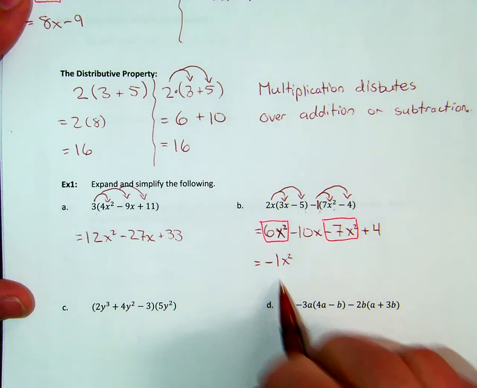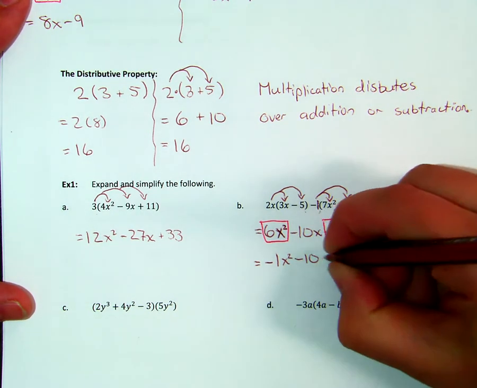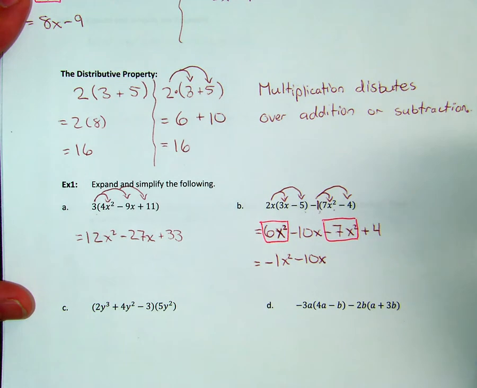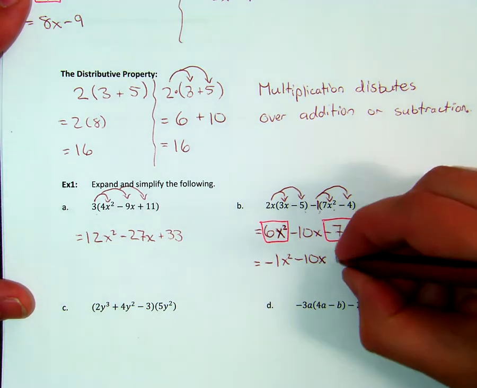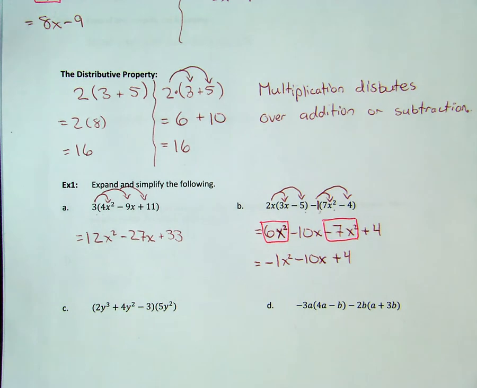You don't have to write the 1. I'm just choosing to. Minus 10x, there's nothing like that, so that's a rewrite, and there's nothing like positive 4, so that's just a rewrite. And that's my answer.